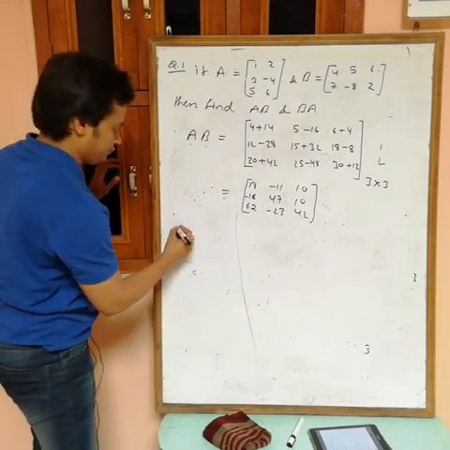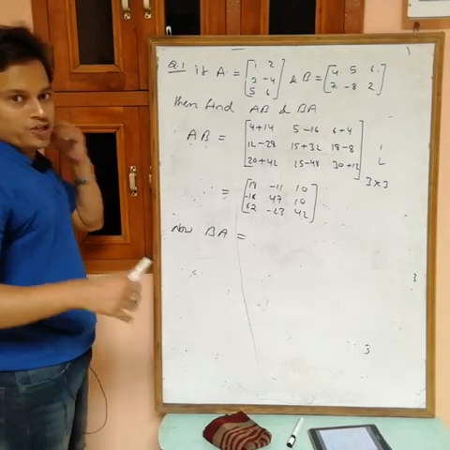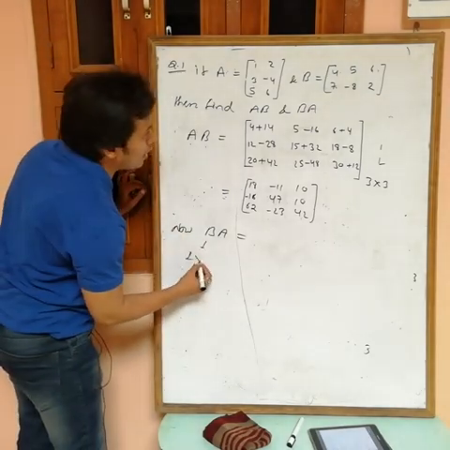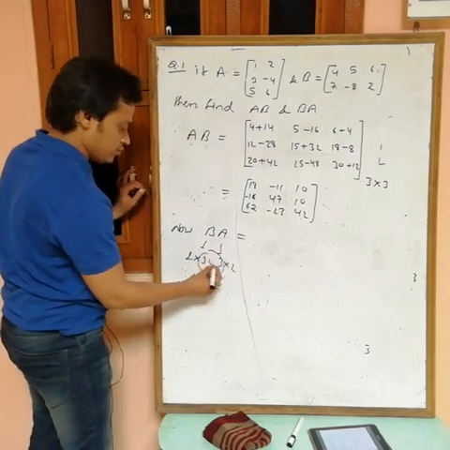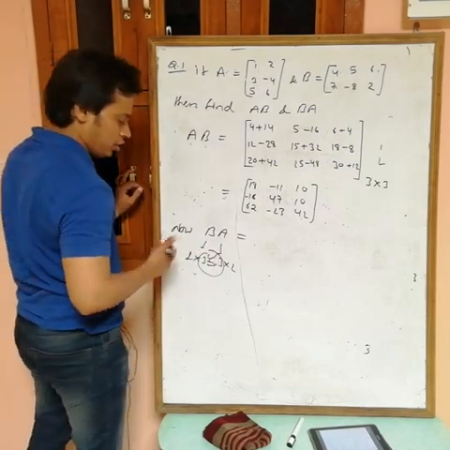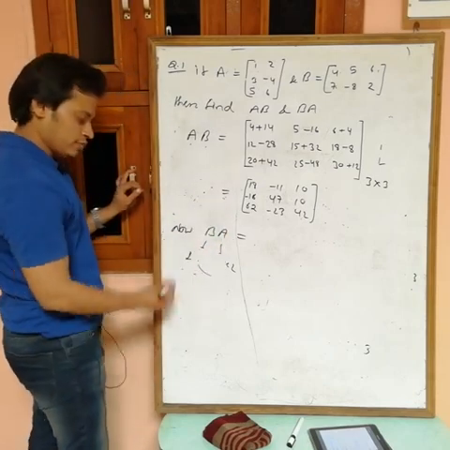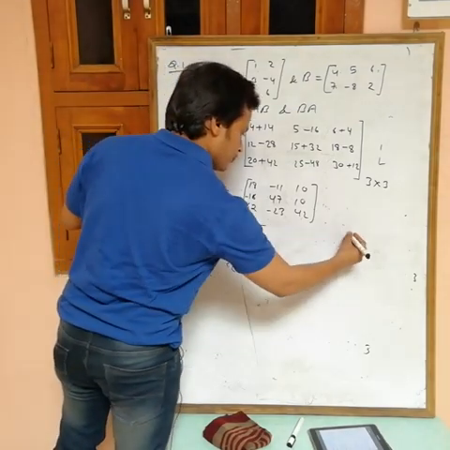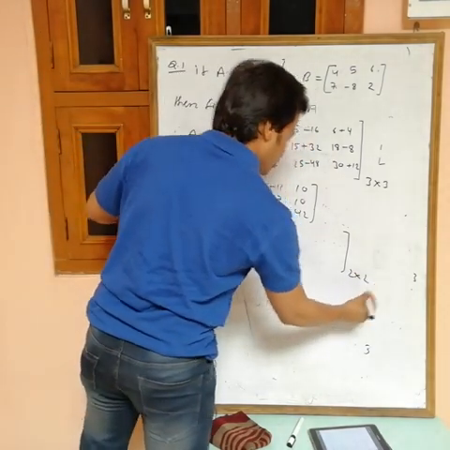Now find BA. First check whether BA is defined or not. We have to check now. A product is not always defined. Now the order of B is 2 by 3 and the order of A is 3 by 2. These two are the same. So the product is defined, and after multiplication we will get a product matrix BA whose order is 2 by 2, 2 rows and 2 columns.